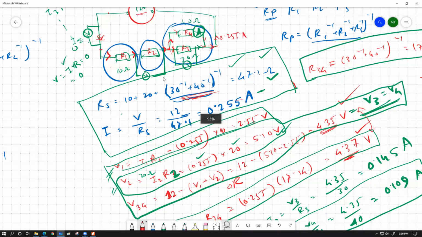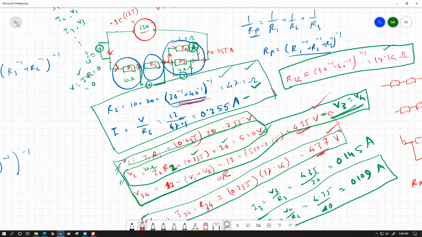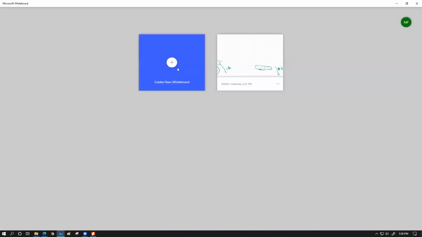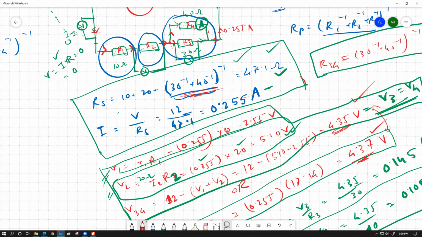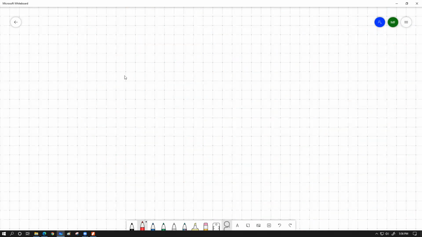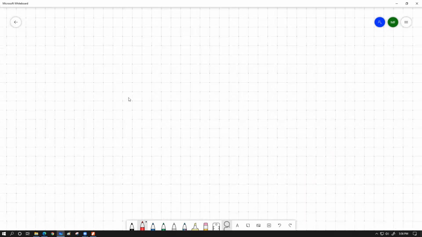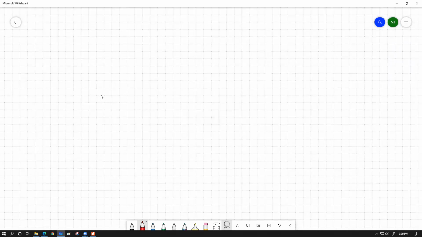Oops, this is the last class. How do I get rid of this? I can actually do Control A, delete. Beautiful. So let me just go all the way to the left.